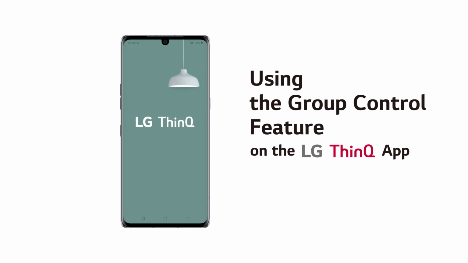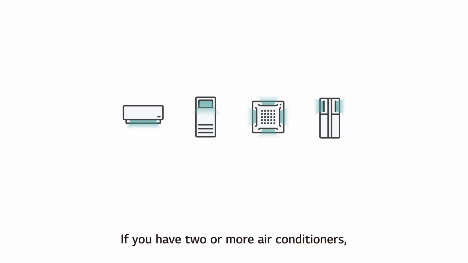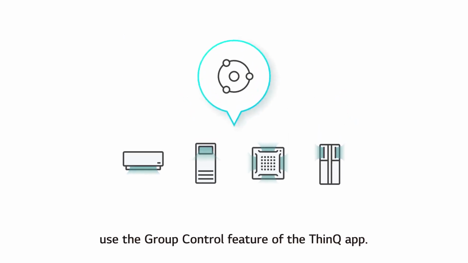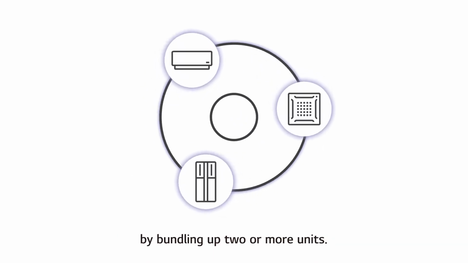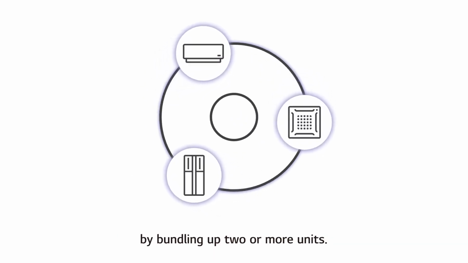Using the Group Control feature on the LG ThinQ app. If you have 2 or more air conditioners, use the Group Control feature of the ThinQ app. You can control them together on the app by bundling up 2 or more units.